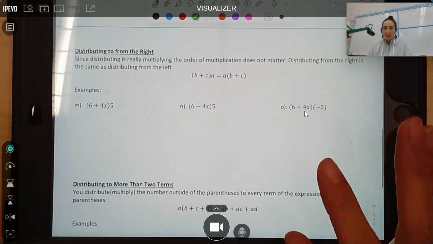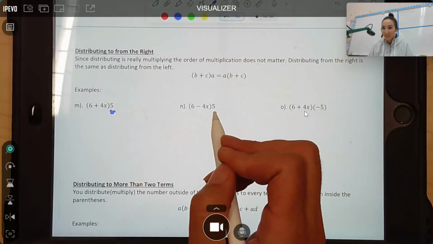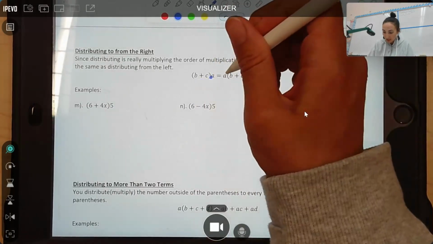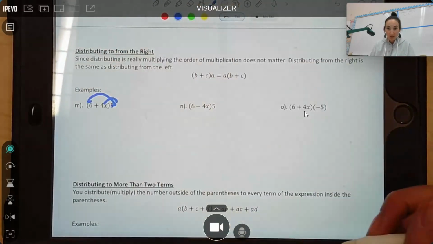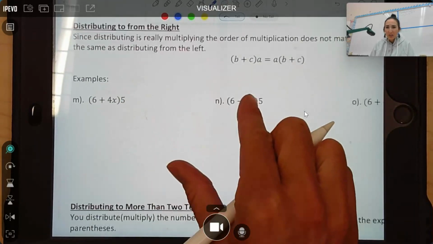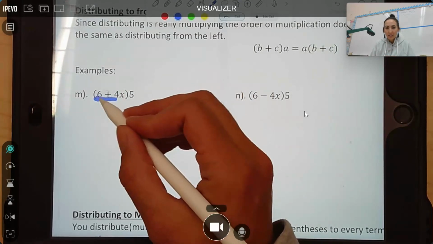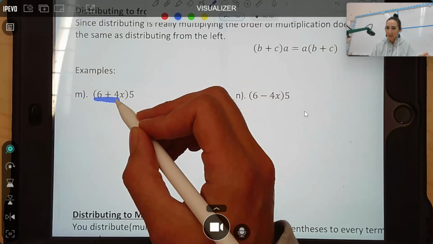Couple other things. So what if the number to distribute is on the other side? Doesn't matter. Having it on this side is just multiplication, and the order of multiplication doesn't matter. I can distribute backwards. But I'm going to be strategic about it because when we have simplest form, it's proper to have the variable term first and then your constant. So like this is not proper, 6 plus 4x. It would be better written as 4x plus 6.